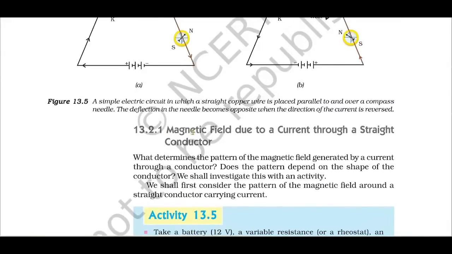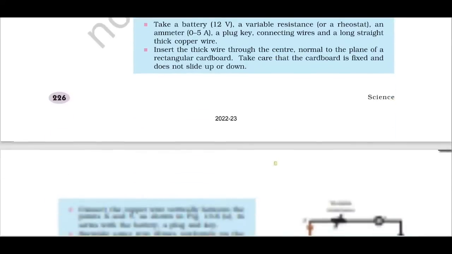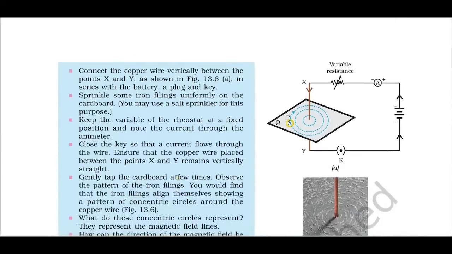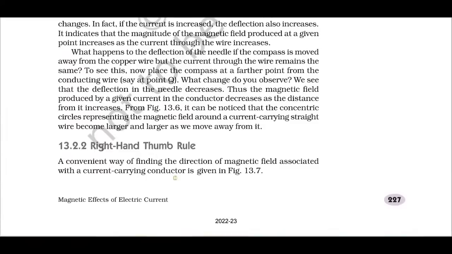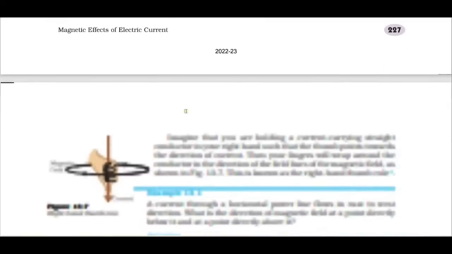The magnetic field due to a current in a straight conductor is produced around the straight conductor in the form of concentric circles. The direction of the magnetic field lines and the current is given by the right hand thumb rule.